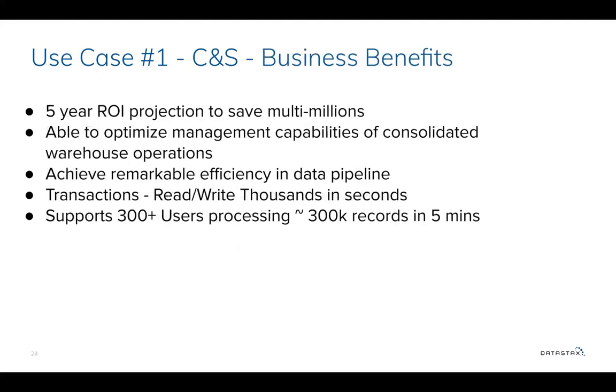So what are some of the business benefits they saw? Some of the business benefits they saw by implementing this data platform on top of Cassandra was a 5-year ROI projection, which was saving them multi-million dollars. They were able to optimize the management capabilities of consolidated warehouse operations. Before, they had to reach out to each individual warehouse, and there was time involved in doing that. So they were able to consolidate all that and drive the efficiency in that data pipeline.